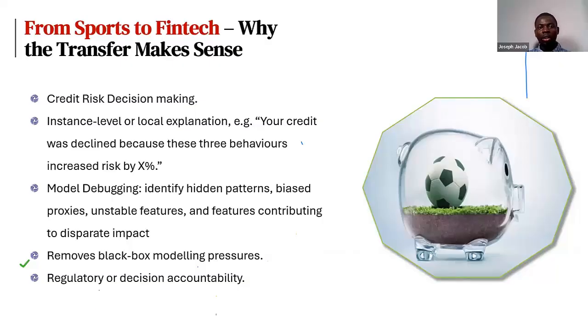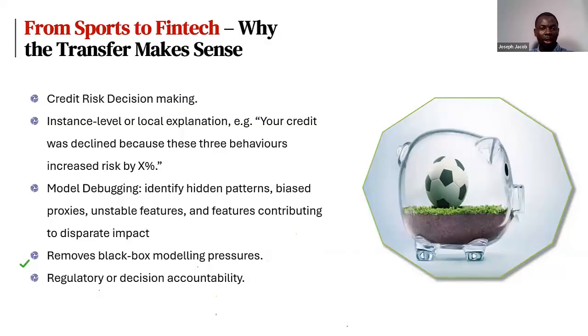It also helps in debugging, where you can identify patterns, just like we're seeing right now, biased proxies, unstable features, and also features that are contributing to disparate impact. It removes the black box modeling pressure. We talked about black box, because when you don't know why a model is performing a prediction, you wouldn't even want people to question you, because when they question you, you don't know the answers to give. And lastly, regulatory or decision accountability. There is no case that will come up which you won't be able to explain, because you have the explanations to these questions.